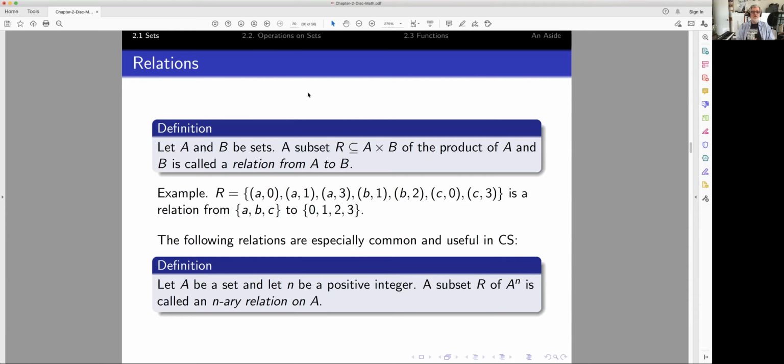So here's an example. I took a set A, or my set big A would be little a, little b, little c. Big B is 0, 1, 2, 3. And I just took a bunch of pairs from A times B. So that's a relation, okay?